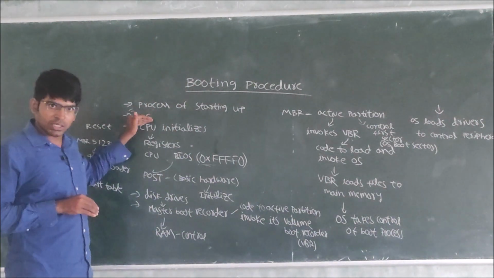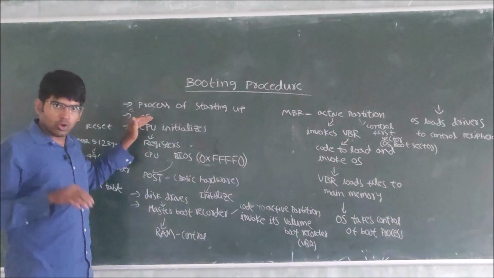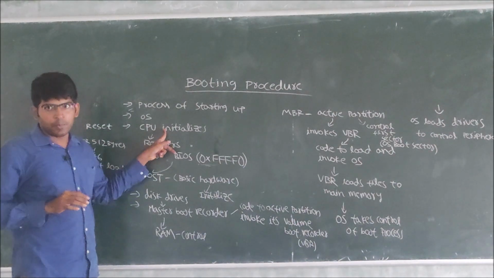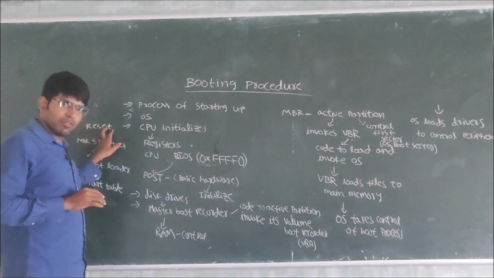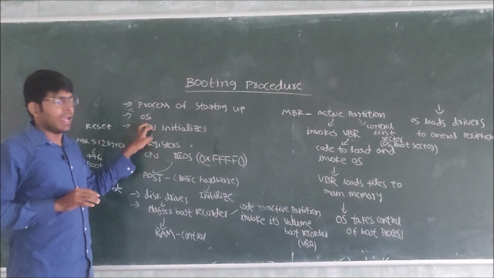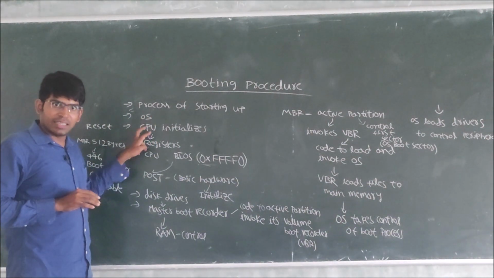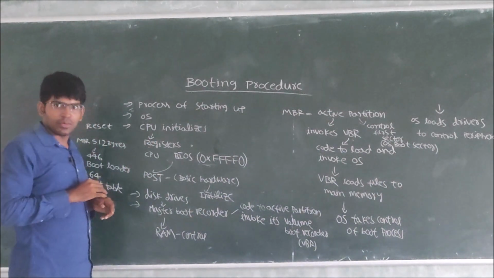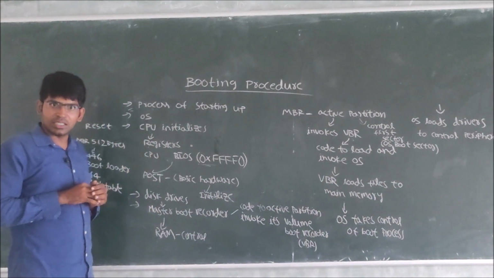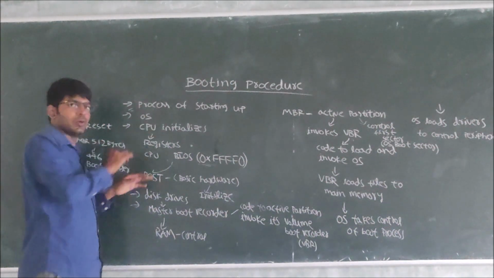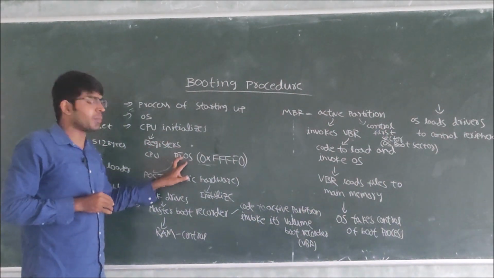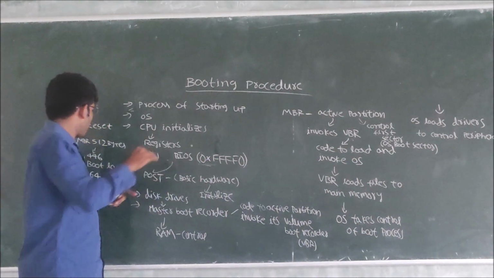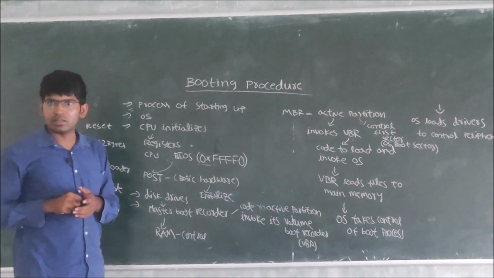This startup process is done before the OS comes into action. When we turn on the power button, a reset signal is sent to the CPU, and the CPU is reset and its registers are set. These CPU registers initialize the CPU to the starting address of the BIOS. This is the starting address of the BIOS. Now the BIOS comes into action.